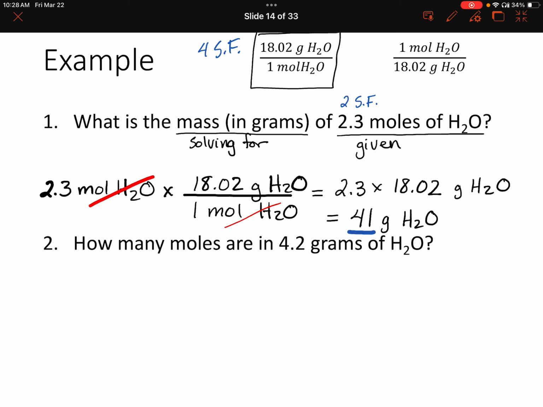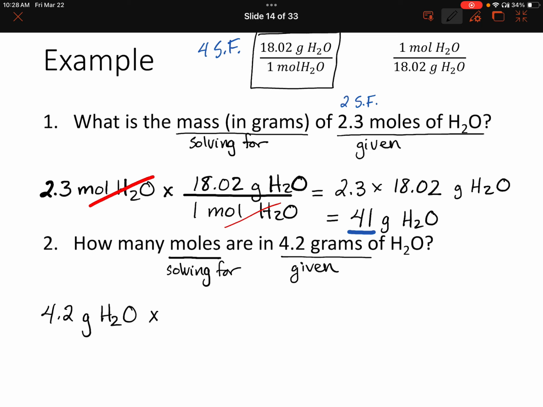Okay, let's see. What are we solving for and what are we given? So we're solving for moles of H2O. And we're given 4.2 grams of H2O. So again, we're going to start with what we're given, 4.2 grams of H2O.